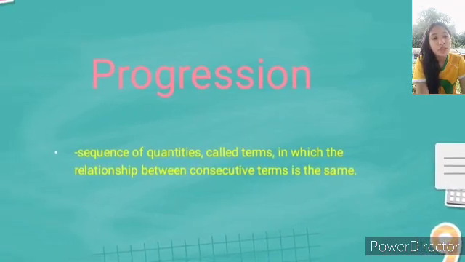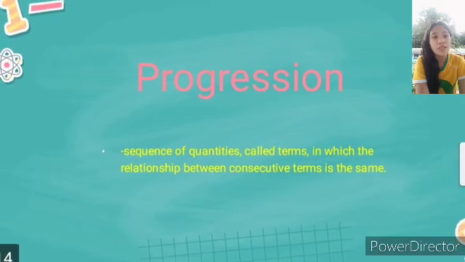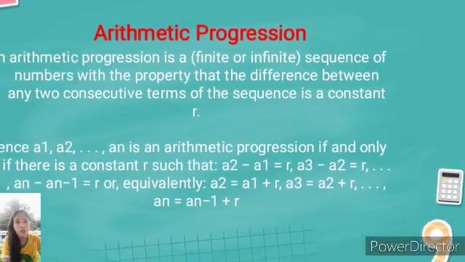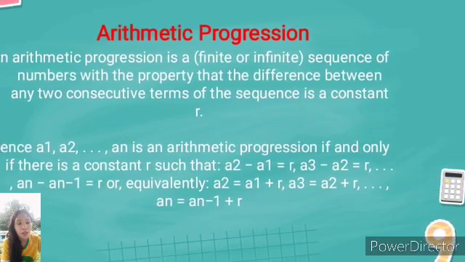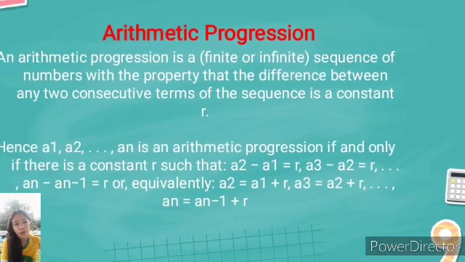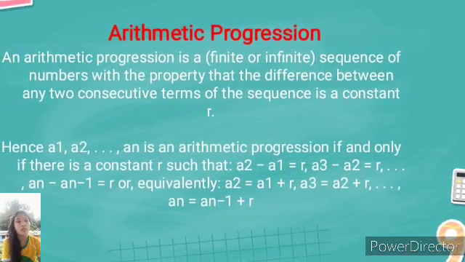Progression. A progression is a sequence of quantities called terms in which the relationship between consecutive terms is the same. The first type of progression is arithmetic progression. An arithmetic progression is a finite or infinite sequence of numbers with the property that the difference between any two consecutive terms of the sequence is a constant r.